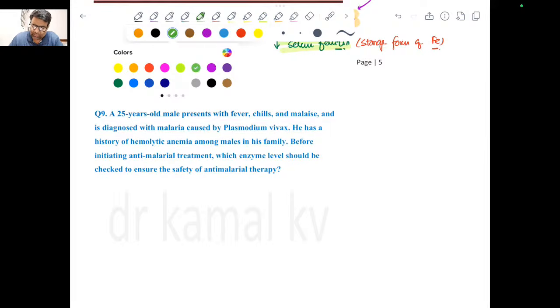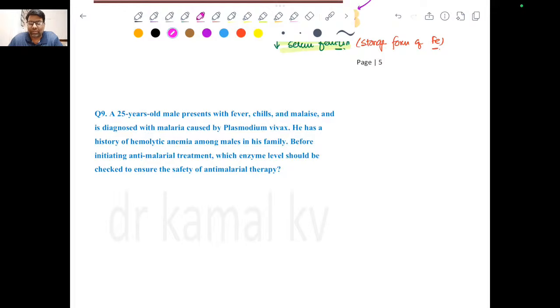25 years old male presents with fever, chills and malaise and is diagnosed with malaria caused by Plasmodium vivax. He has a history of hemolytic anemia among males in his family. Before initiating anti-malarial treatment, which enzyme level should be checked to ensure the safety of anti-malarial therapy?